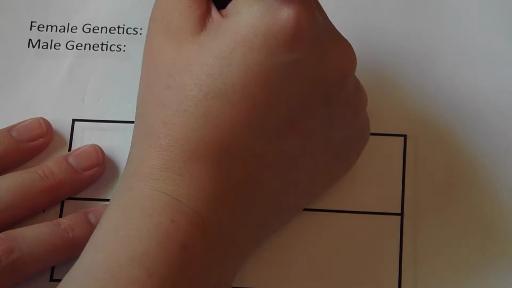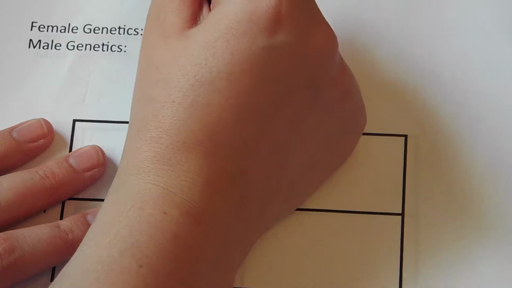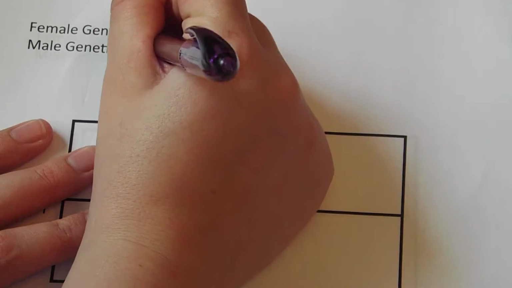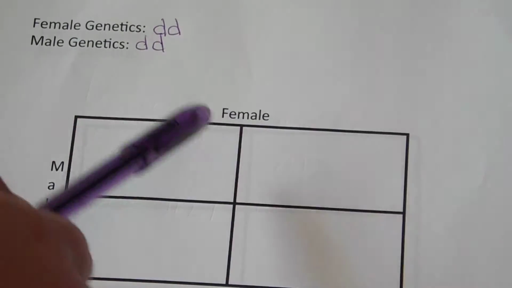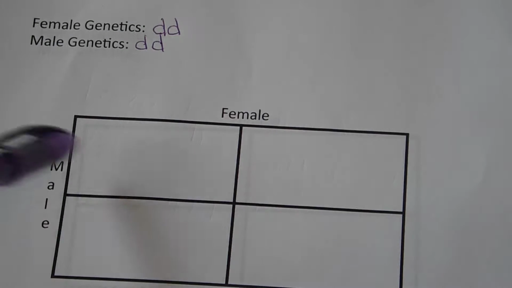And so the first case scenario, we are going to use the diffused gene just because it's easier to do. And we're going to go a diffused to a diffused. So the female genetics would be D, lowercase d, and the male would be lowercase d. Now granted, I should have put the word female a little bit above this, the male a little bit to the left, but it'll work regardless.